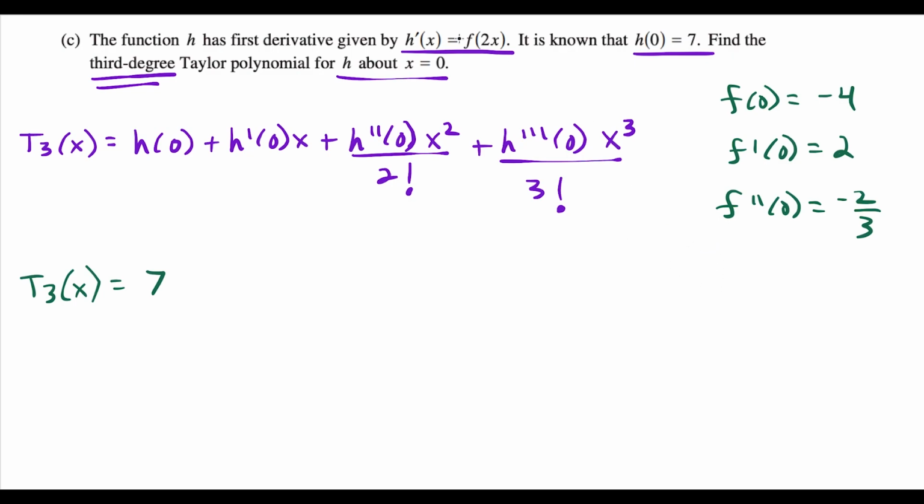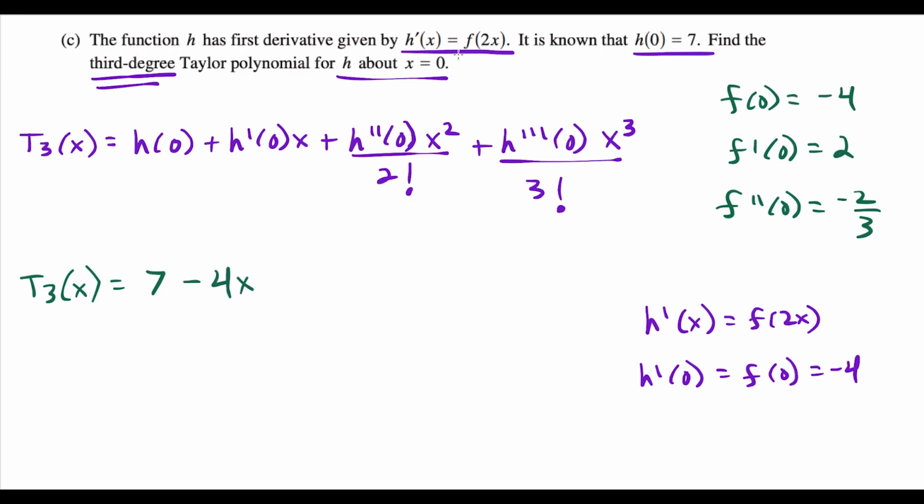h prime of 0 is the first thing we're going to actually have to go investigate and find. So h prime of 0, we're going to use this over here. We're going to use that h prime of x equals f of 2x. So this tells us h prime of 0 is equal to f of 0, and f of 0 is equal to negative 4. So right away here, we have the coefficient now of x, h prime equals -4, so we have minus 4x.